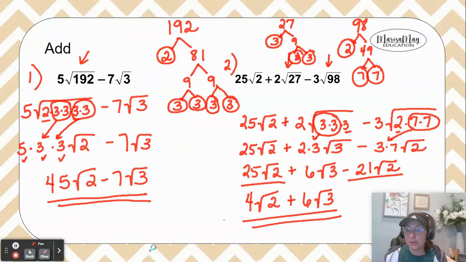That's a lot of simplifying just to get to add those 2 that had the same number underneath the square root. But that's how it works.